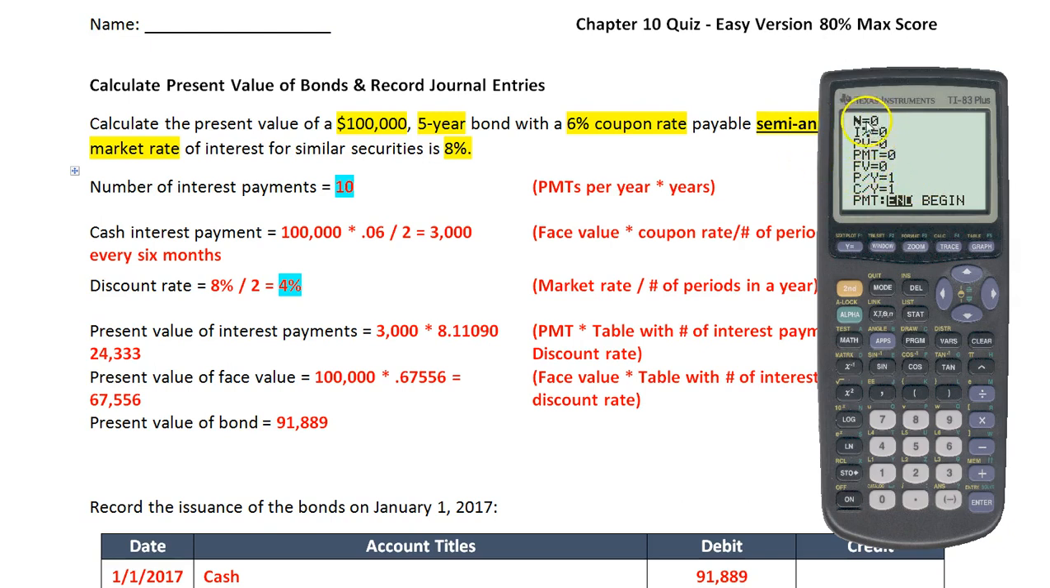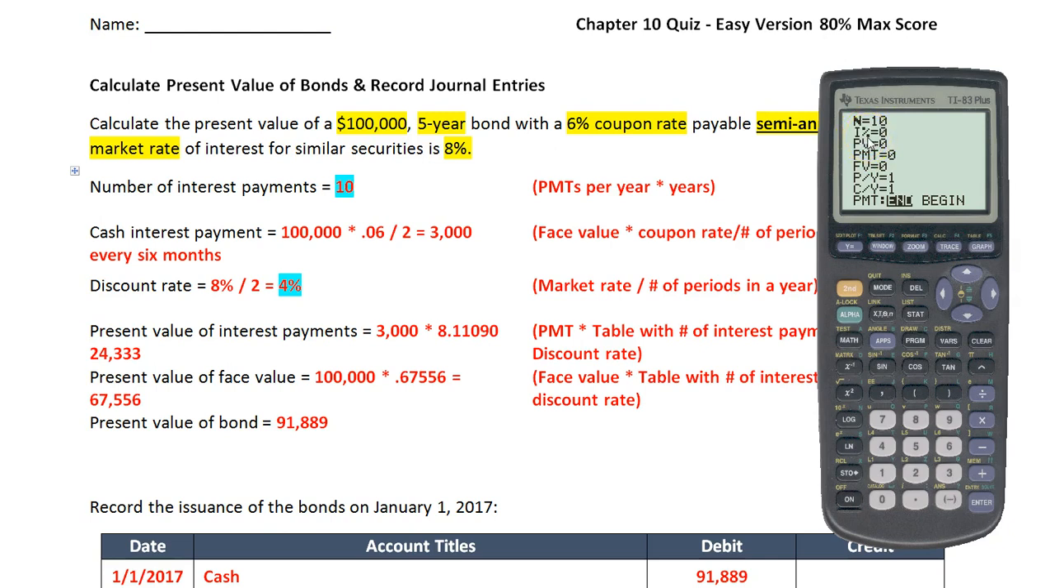But let's go and think about this. Our N variable is the number of periods. The number of periods is exactly equal to this number, so I'm going to type in 10. The interest rate, we've got to be a little careful here. The interest rate is the interest rate per period, and notice it has a percent sign here. So it wants a percent. It doesn't want a decimal.